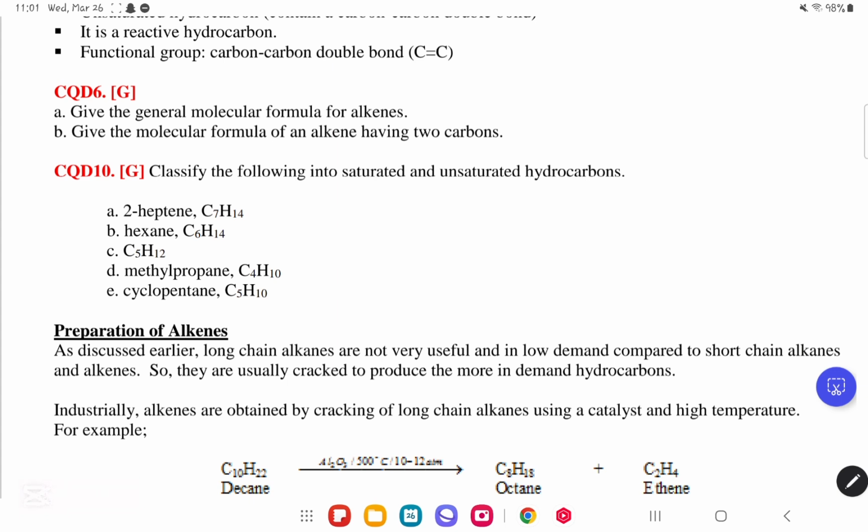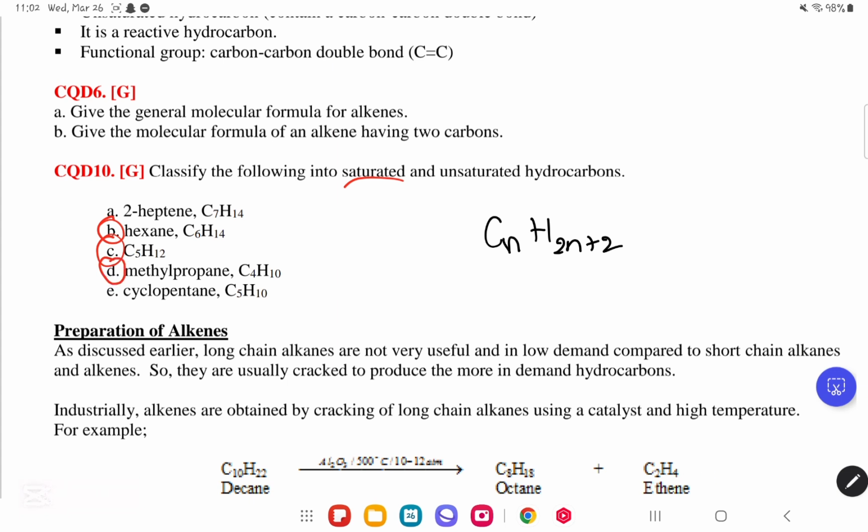So you can do this in many ways. You can follow the molecular formula of alkanes, which is CnH2n+2. So let's try it. First of all, let us find saturated ones. CnH2n+2, it's going to be, first of all, hexane, then this one over here, then methylpropane.